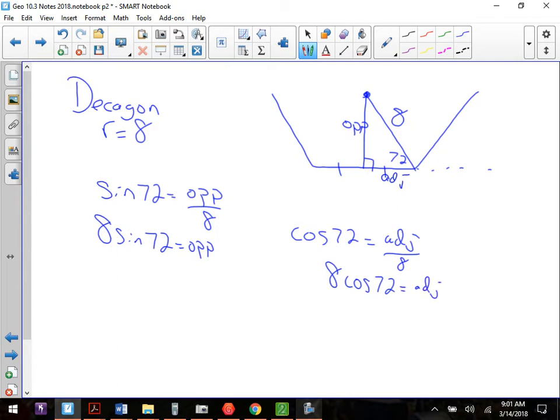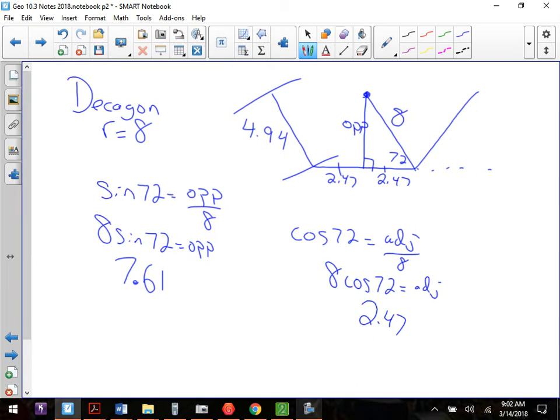What'd you get for your opposite? 7.61? Thank you. Adjacent, what'd you get? 2.47? Okay. So that means that this little section is 2.47, which means the other little section is 2.47, which means the entire side length would be 4.94.